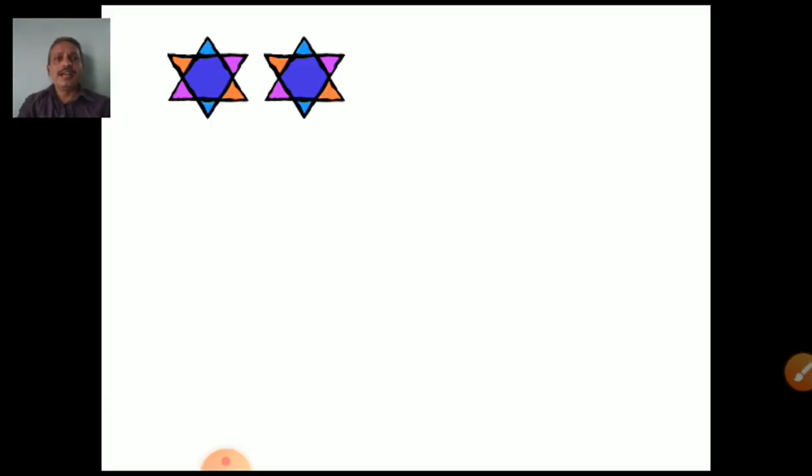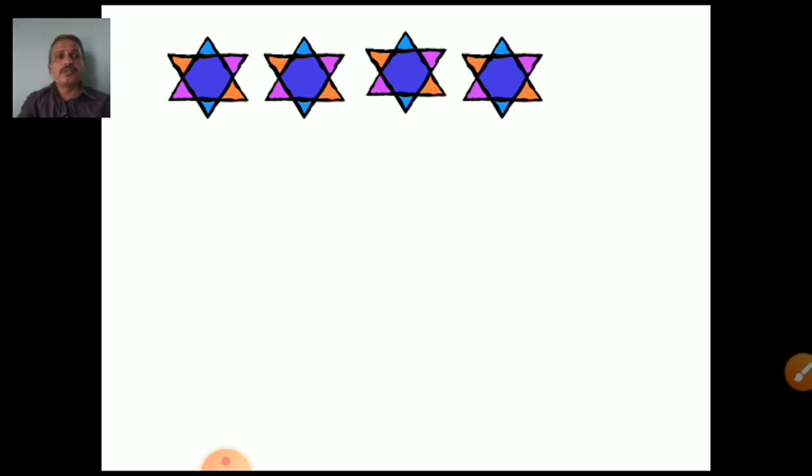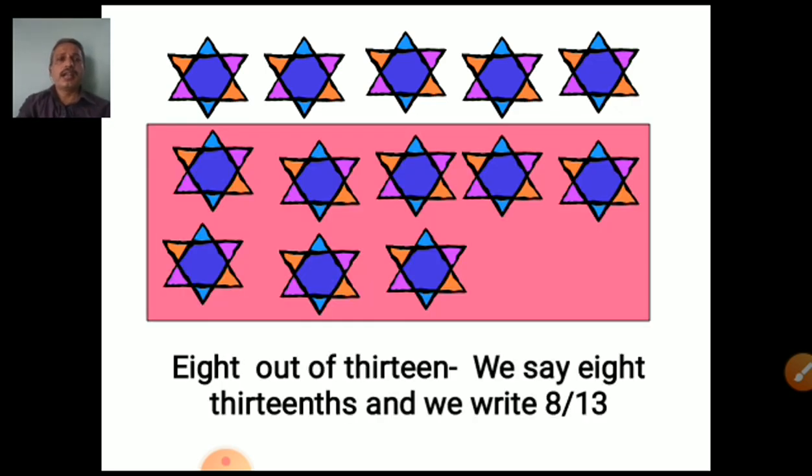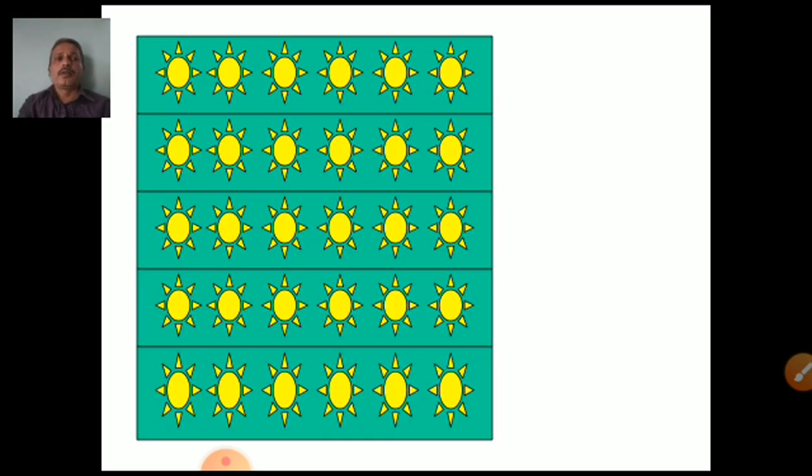Sorry. Here are your little stars. First of all, you count how many stars are there and how many are colored. Yes, there are 8 stars colored and the remaining are not colored. So, the fraction is 8 upon 13. Now, you have more idea.